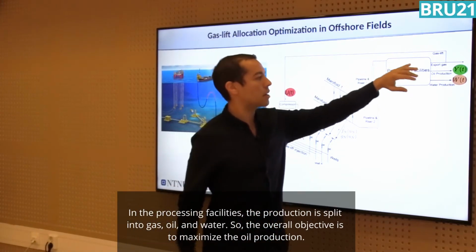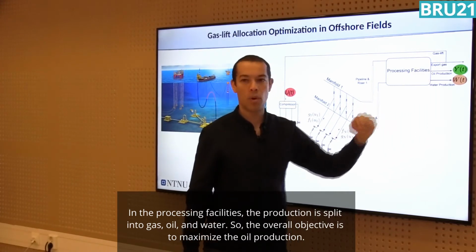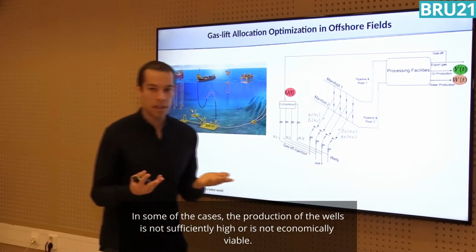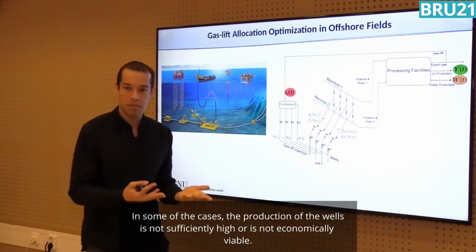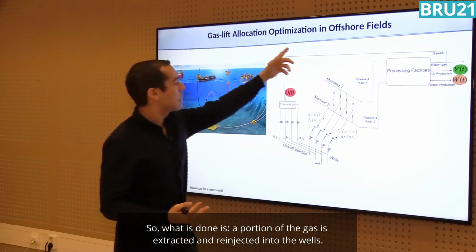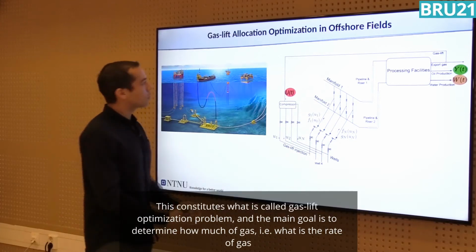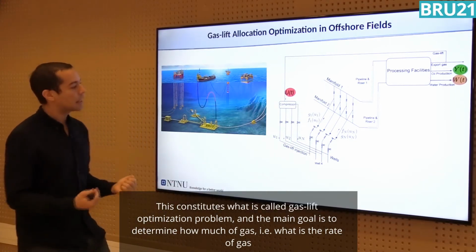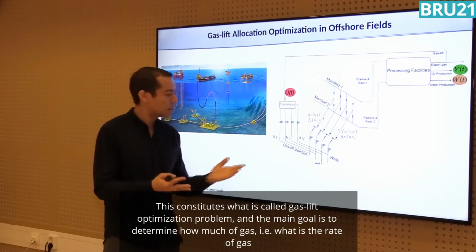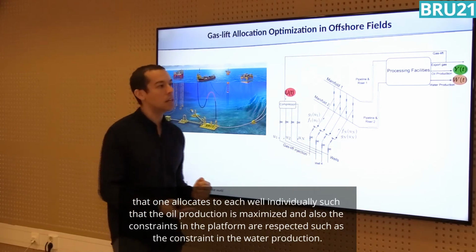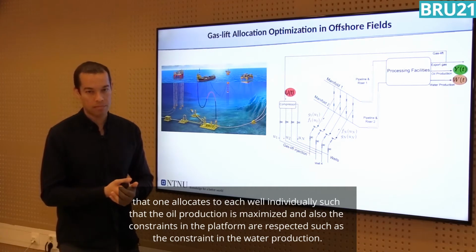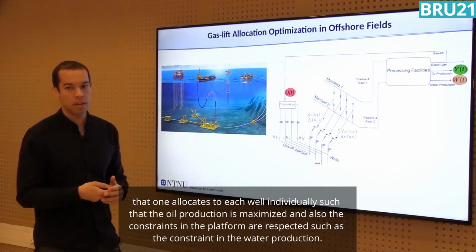In the processing facilities, the production is split into gas, oil, and water. The overall objective is to maximize the oil production. But in some cases, the production of the wells is not sufficiently high or is not economically viable. So what's done? A portion of the gas is extracted and re-injected into the wells. This constitutes what is called the gas lift optimization problem, and the main goal is to determine the rate of gas that you allocate to each well individually, such that the oil production is maximized and the constraints in the platform are respected, such as the constraint on water production.